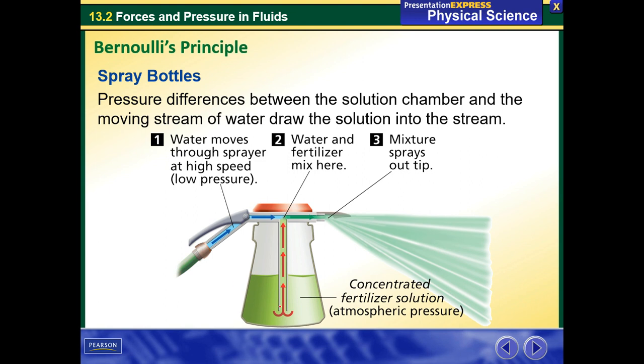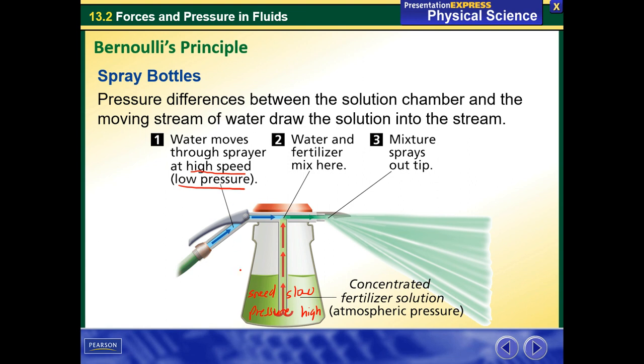So here we have a fluid, this is fertilizer, and it's not moving. So the speed is going to be slow, and my pressure is going to be high. Up here, the water moving through the hose, this is moving water. So this is at a generally high speed and low pressure.